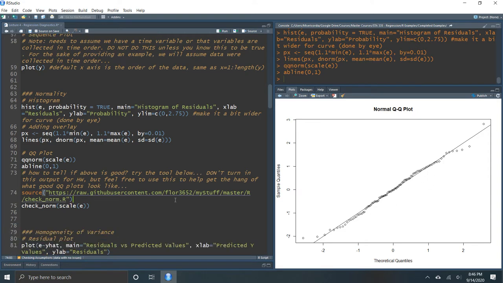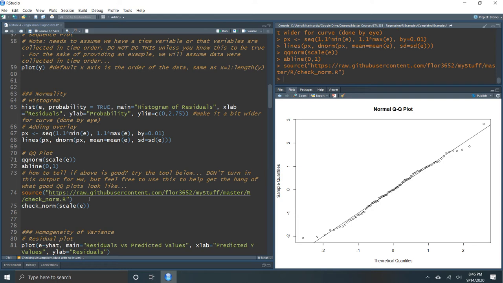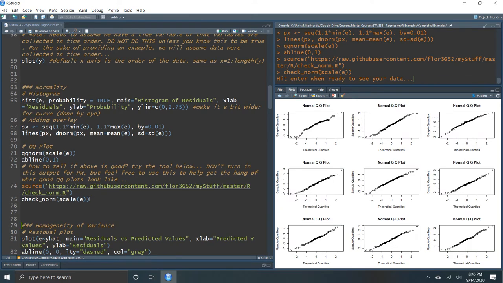So I created a function, and I did attach this in the code that's available on Blackboard. You just run the source command and it downloads the function checknorm from GitHub onto your computer. So you can use checknorm on the scaled residuals. What this does is it generates a whole bunch of random normal data sets and does QQ plots of them, and then it drops your data into that set.